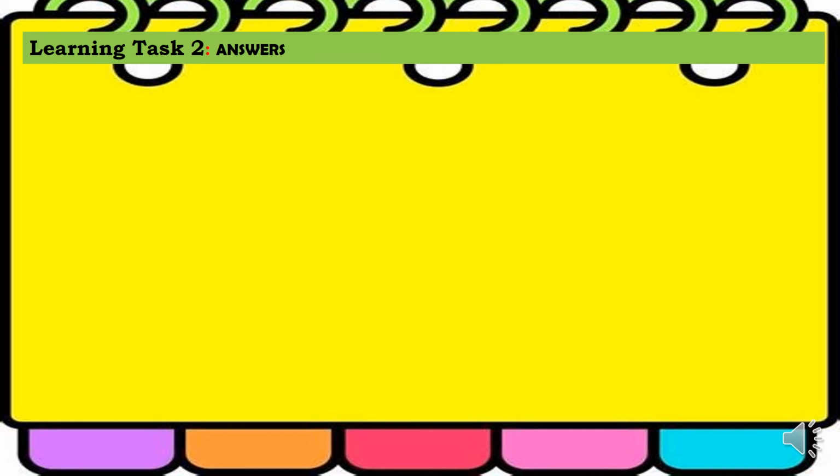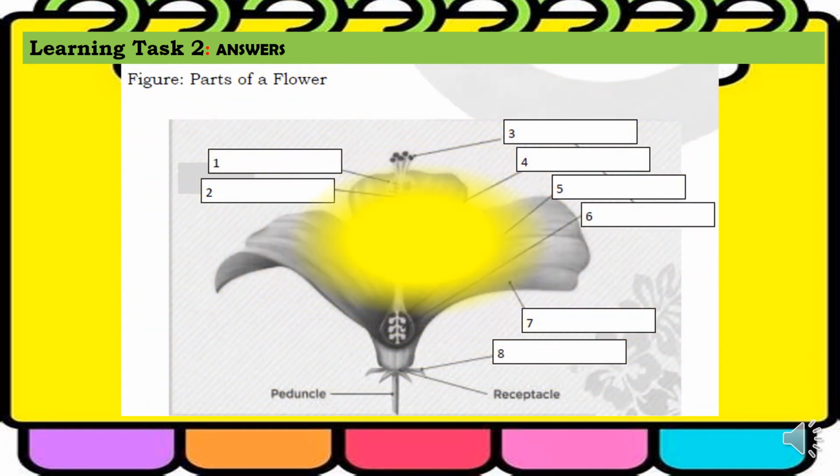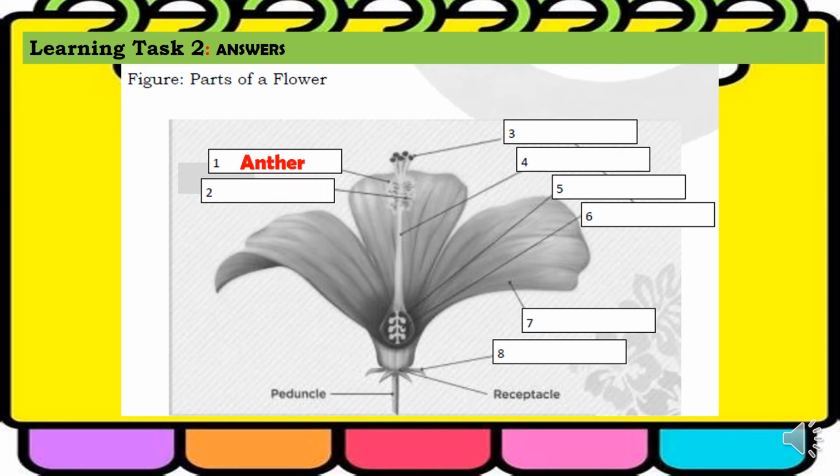Okay, let us answer learning task 2. So here are the answers for the parts of a flower. For the first part, we have the anther. The second part, we have the filament. The third part, we have the stigma. And the fourth part is the style. The fifth, we have the ovary. Sixth, we have the ovule. The seventh part, we have the petal. And the eighth part, we have the sepal.